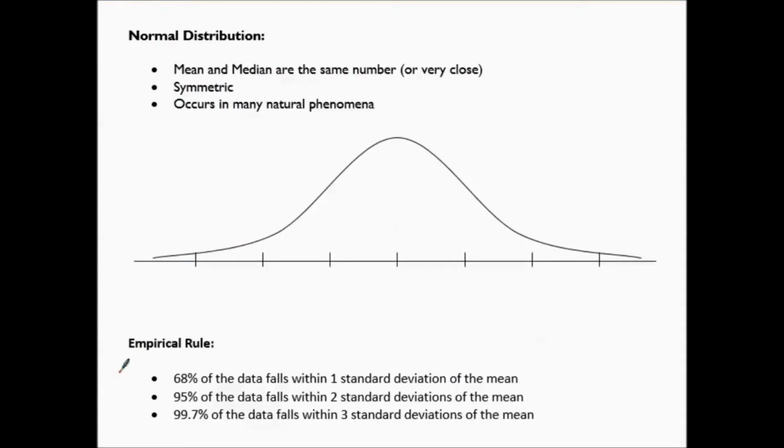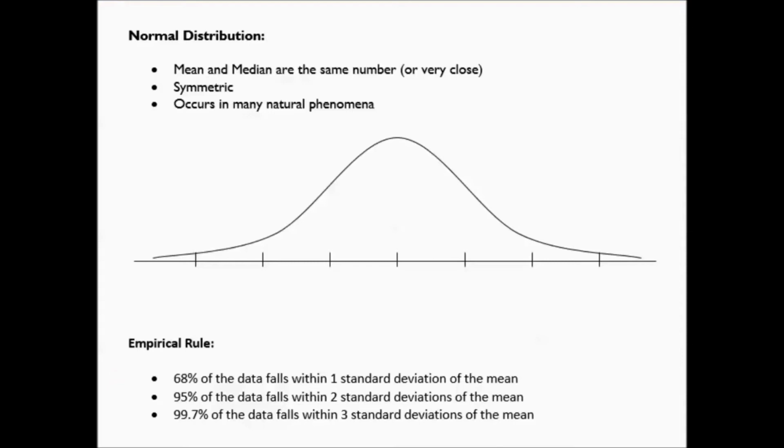First, let's talk about the normal distribution. So this picture is called a normal distribution. In the normal distribution, the mean and the median are the same number or very close to each other. As you can see, this picture is symmetric, and lots of things in nature are normally distributed or fairly close to normally distributed.